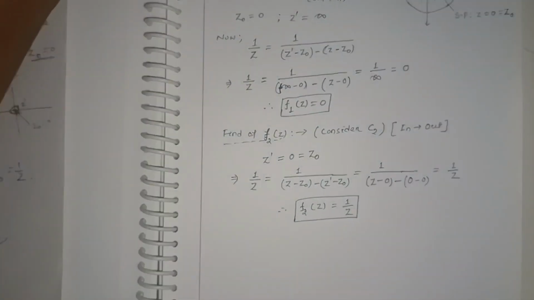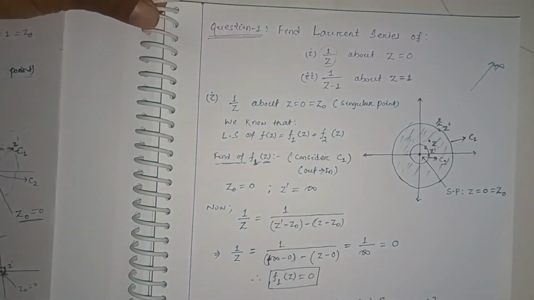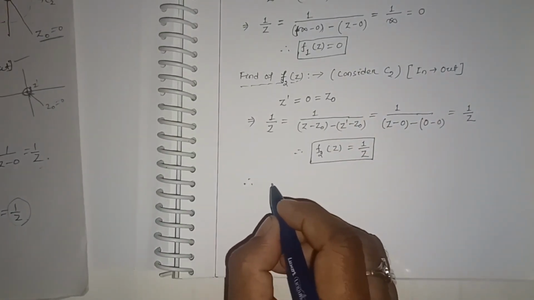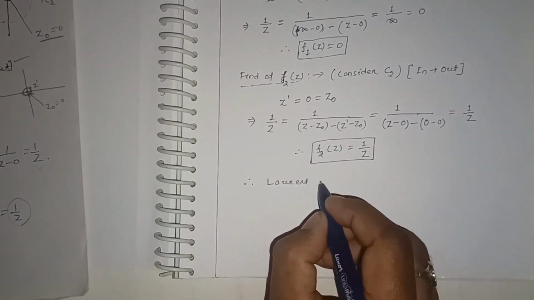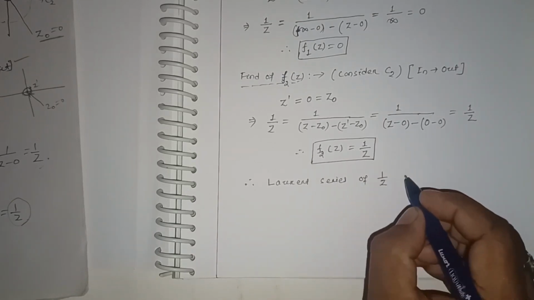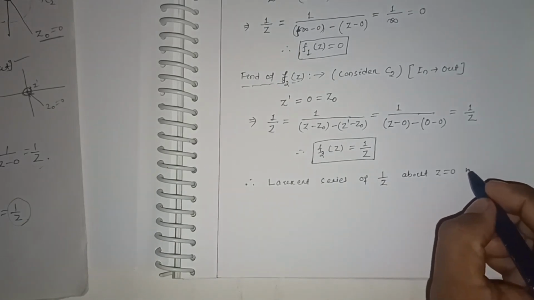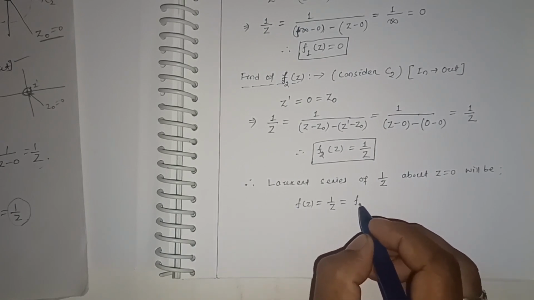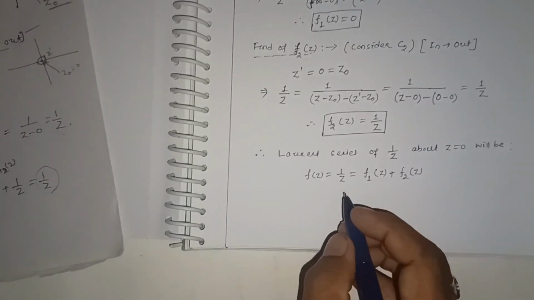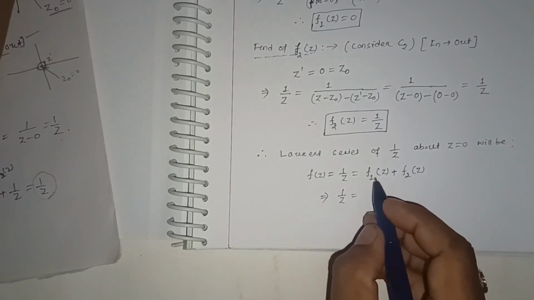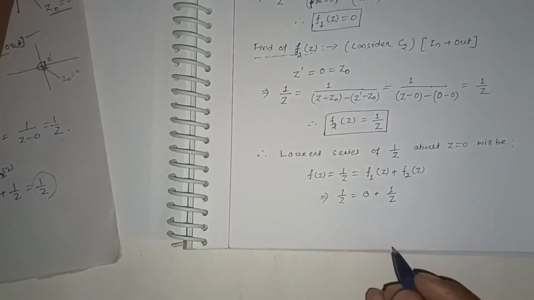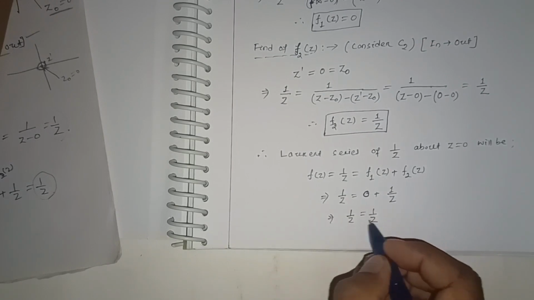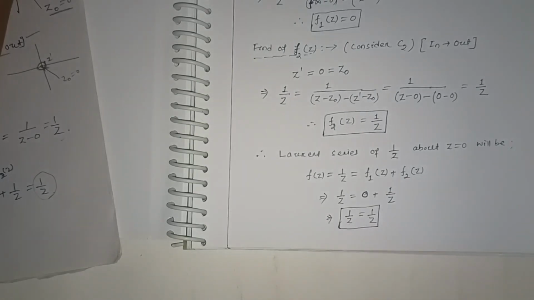Finally, what will be the Laurent series of this function about z equal to 0? That means about its corresponding singular point, how much? f1(z) plus f2(z). So the Laurent series of 1 by z about z equal to 0 will be how much? Given function f(z) equal to 1 by z will be equal to f1(z) plus f2(z). That implies the Laurent series of 1 by z will be equal to f1(z), which we found as 0, plus f2(z), which we found as 1 by z. So, carefully watch: the Laurent series of 1 by z will be equal to itself, 1 by z. Got it? So the Laurent series of 1 by z itself will be 1 by z.